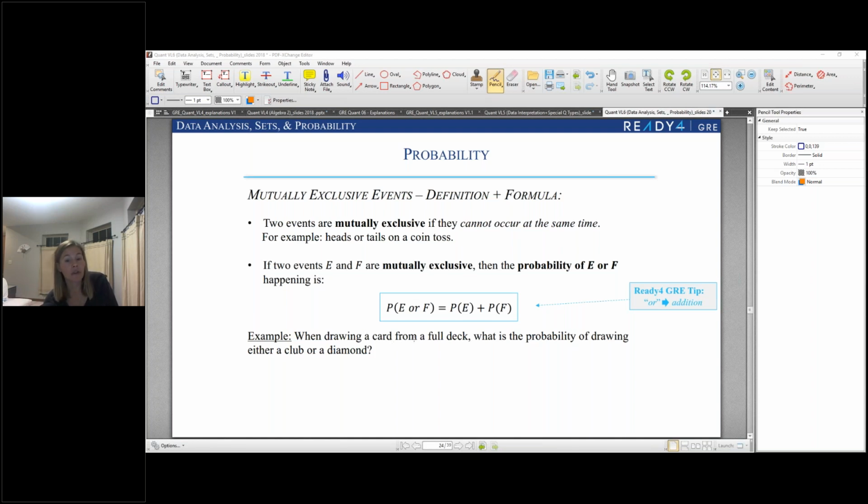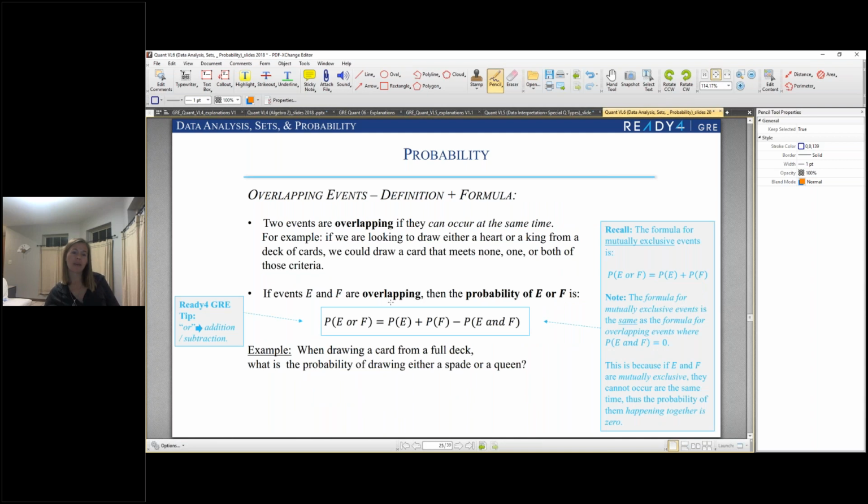So when drawing a card from a full deck, what is the probability of drawing either a club or a diamond? Well, we're going to consider the probability of a club. That's 1 in 4, right? The probability of a diamond, that's also 1 in 4. The probability of getting either of those is going to be 1/4 plus 1/4, which is 1/2. And that makes sense, right? Because what's the probability of drawing either a club or a diamond? Well, they make up half the deck. So your chance is 1 out of 2.